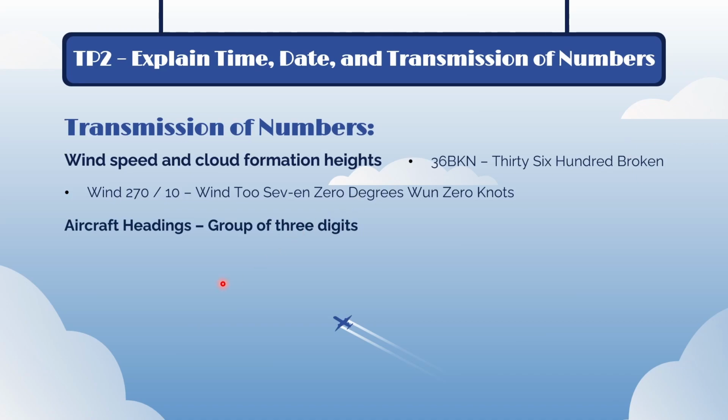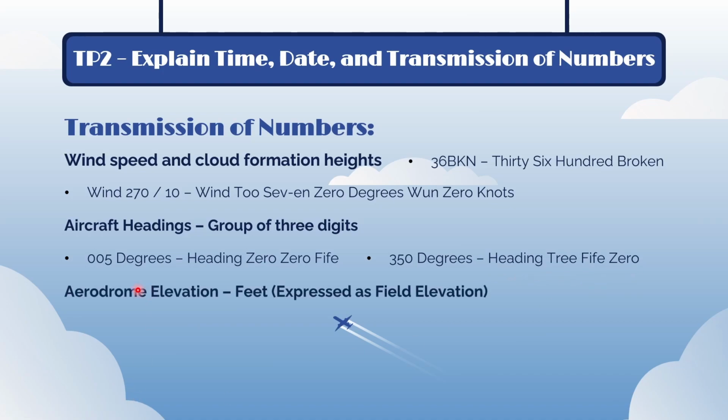There's so many numbers in aviation. Another group of numbers is aircraft headings. We do aircraft headings in groups of 3 digits. The first one, as an example, is 005 degrees. We would read that as heading 005. Another example is 350 degrees. We read that as heading 350.